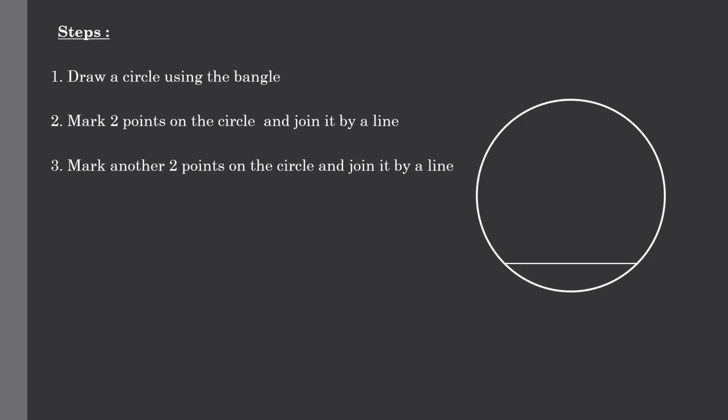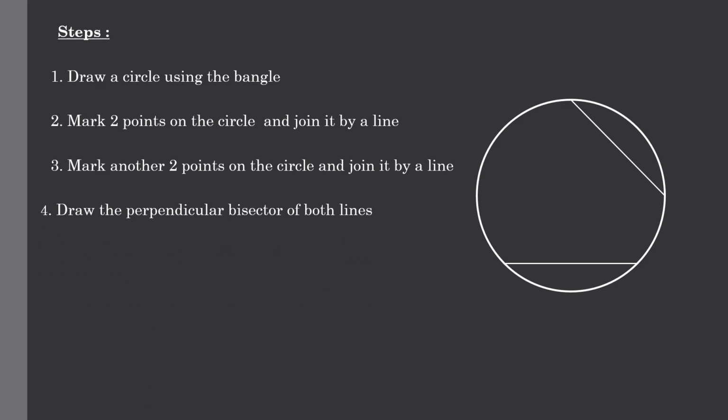So now all of you mark another 2 points on the circle and join it by a line. So what you obtain? You will get a picture like this, line like this. Now you have 2 lines on the circle. Now, can you tell me the next step? Yes, we will draw the perpendicular bisector of both these lines. And how? Yes, taking more than half of the line and then drawing the arc above and below the line and join it by a line. So let's draw the perpendicular bisector of the first line.